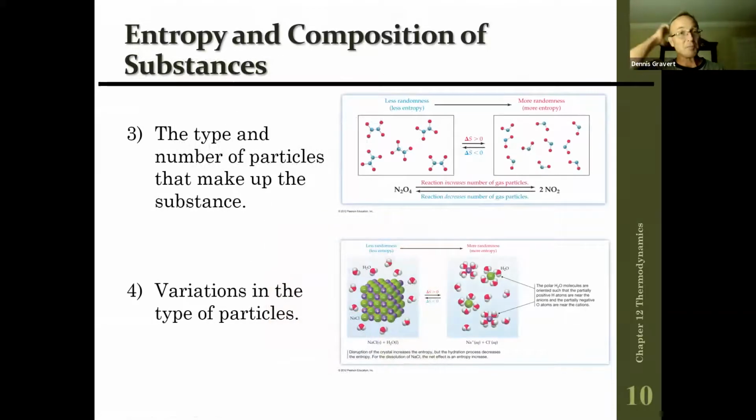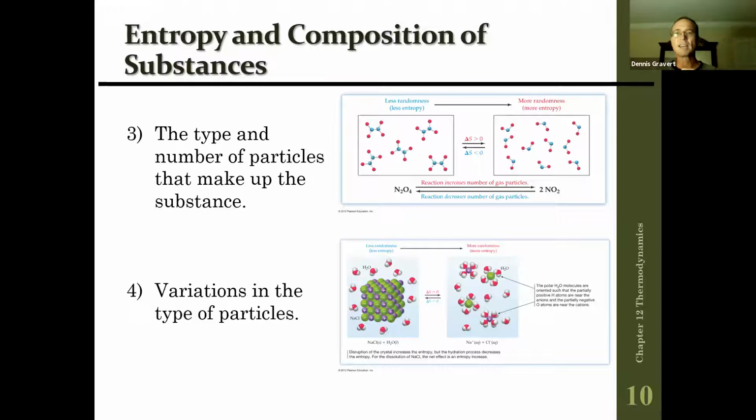The type and number of particles that make up a substance. If you can see the small font N2O4, there are 6 atoms in that molecule. And then it breaks down to form 2 molecules of NO2. One molecule only has 3 atoms in it, and there are 2 of them. So what's more random? Having one molecule with all 6 bouncing around, or having 2 molecules bouncing around? It's much more random to have 2 molecules than just one molecule bouncing around.